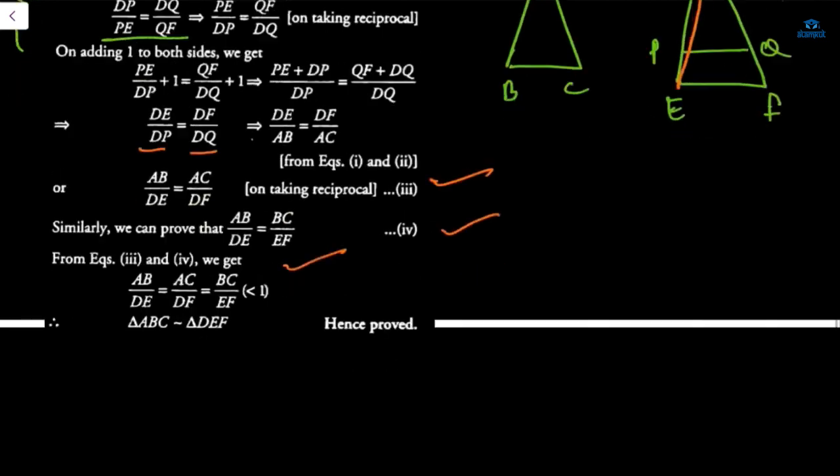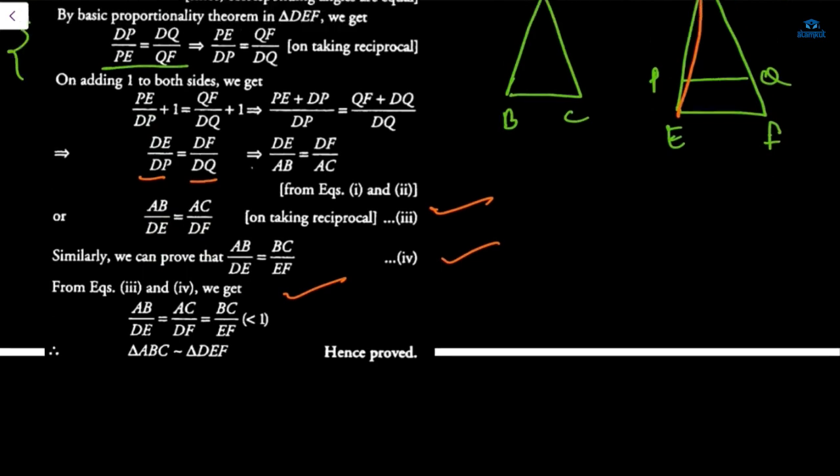Now, since the angles are already given equal, by using the basic proportionality theorem we have already proved that the ratios are also equal. So since the ratios are equal, the triangles are similar. Okay, when you're proving that two triangles are similar, actually two things are required.